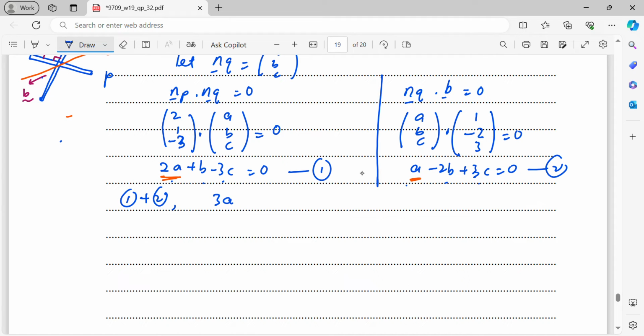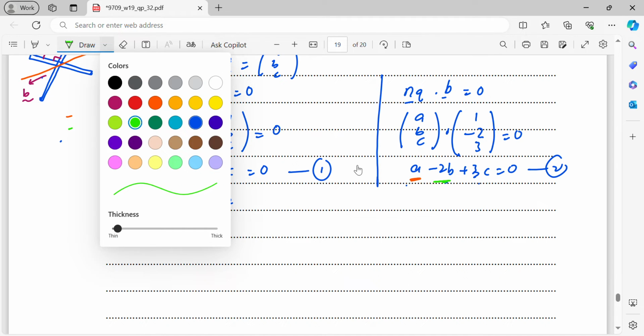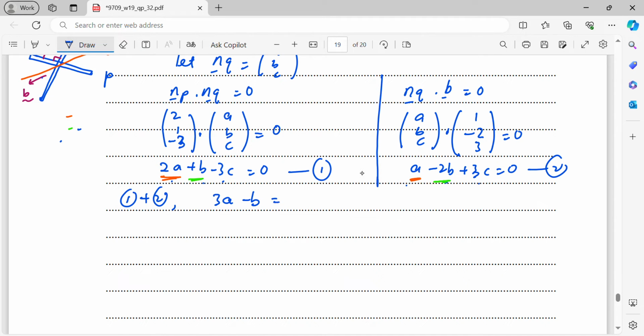So 3A, followed by B plus B plus minus 2B, that is minus B. So the C is cancelled off. Then from here, my B equals 3A, right? So I can let my A be any number, let it be T, because I will be getting infinite solutions. So therefore B is 3T, and now I substitute this 3T into the first and second equation to get the C. You can substitute into the first or second equation.